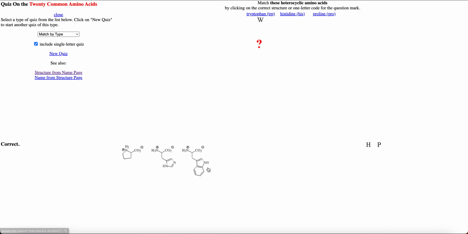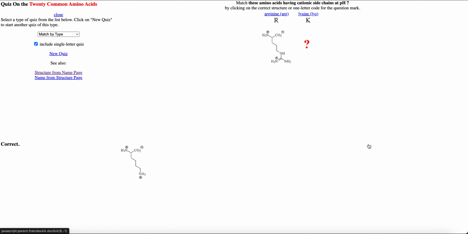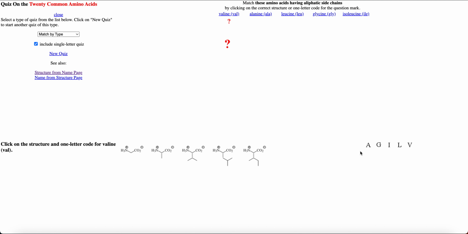Tryptophan is W, the structure with 2 circles. Histidine H, that contains the circle with 2N. Proline, it's the smallest, and this is the structure. Arginine, so it's R, and this is arginine. Lysine K, and this is the lysine, which is a basic structure. Okay, valine V, and it contains CH3 from the center, so this is alanine, it's A, and this is because it directly contains the CH3.